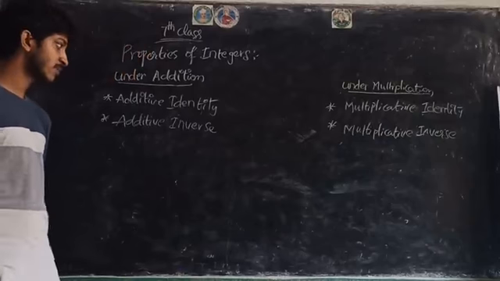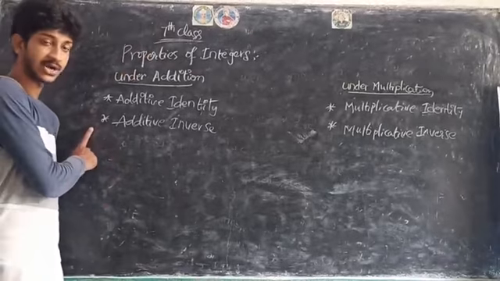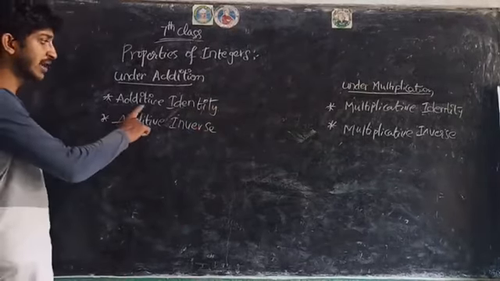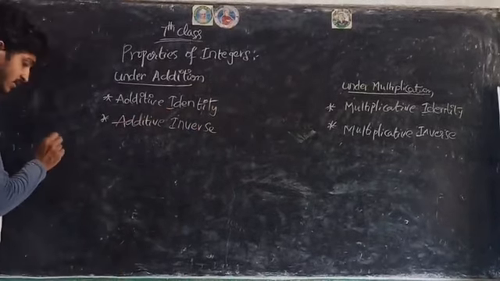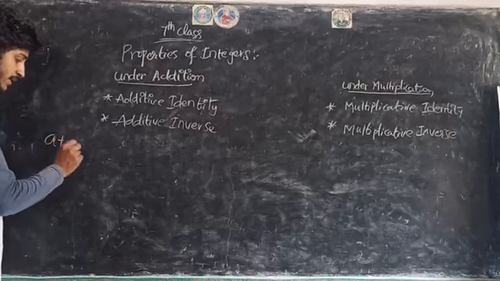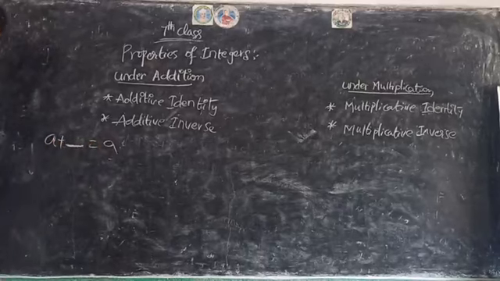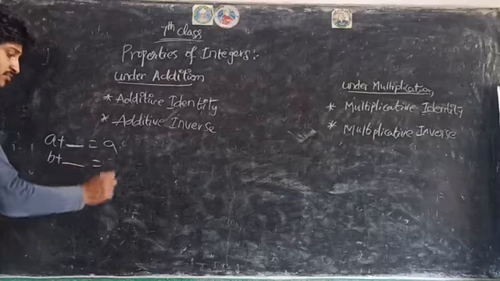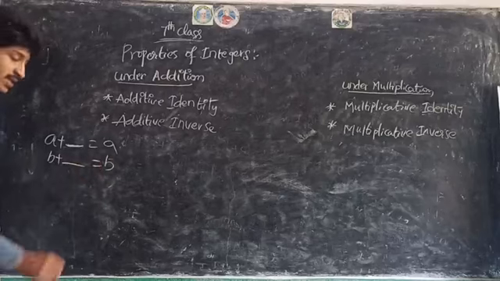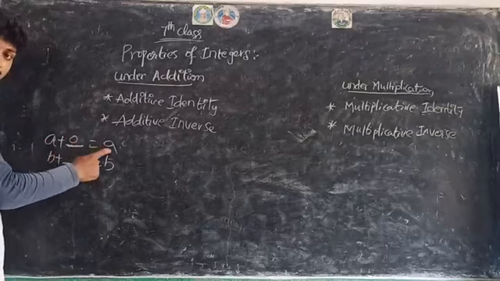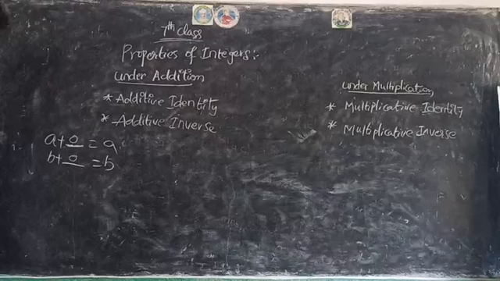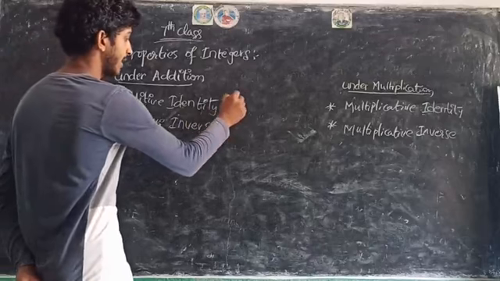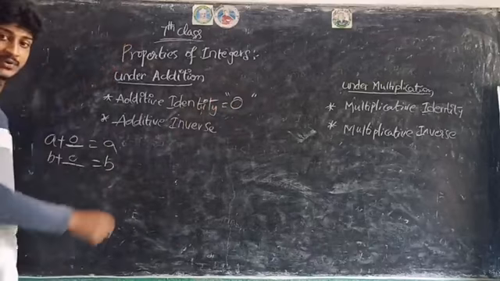Okay children, the next properties are additive identity and additive inverse, and multiplicative identity and multiplicative inverse. Here additive identity means if you add a number to a, we must get the answer a. If you add a number to b, we get the answer b. So what is that number? 0 is that number. a plus 0 is equal to a, b plus 0 is equal to b. That means 0 is the additive identity.